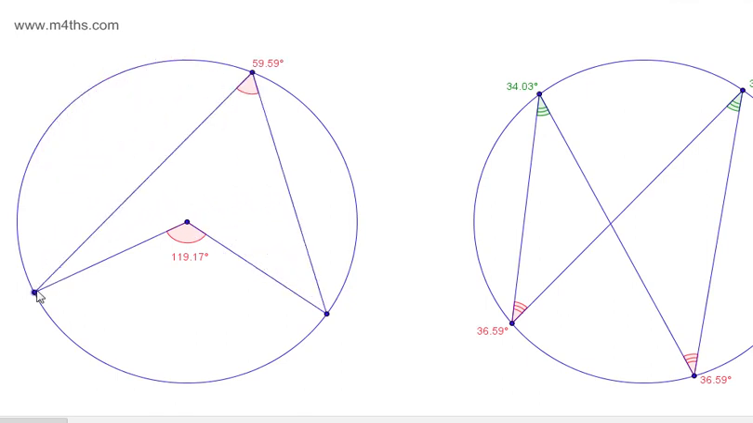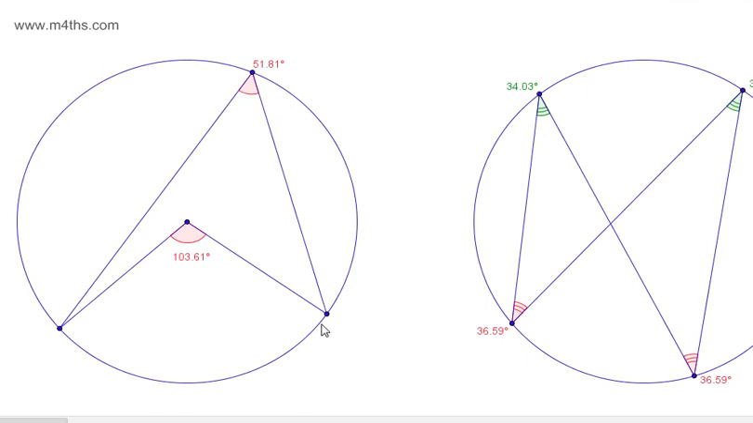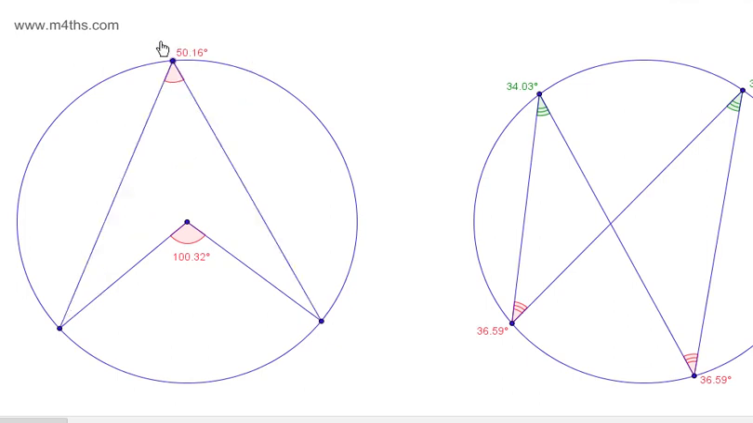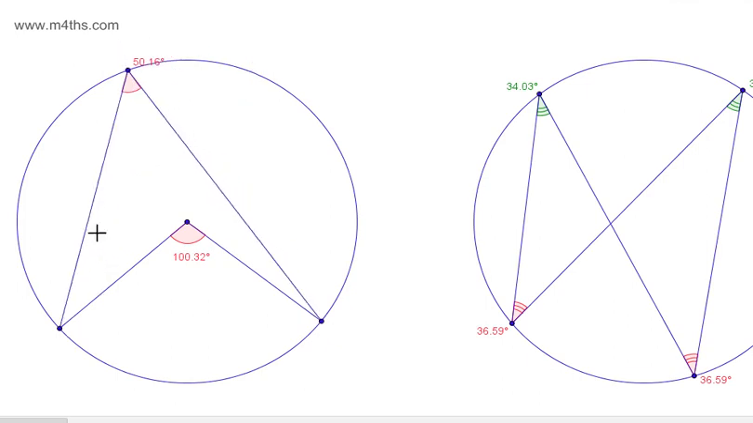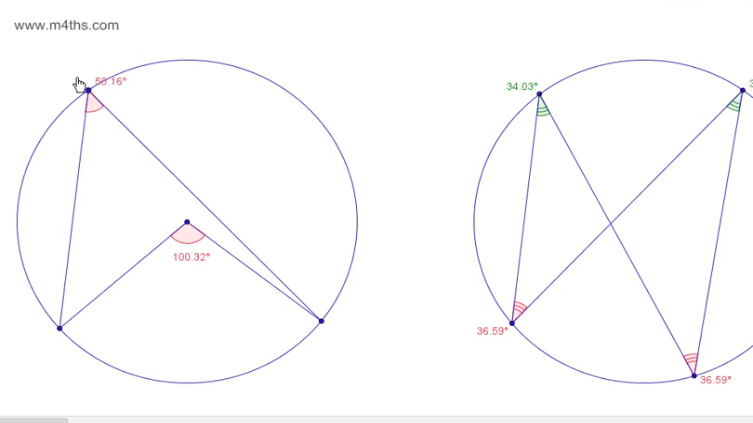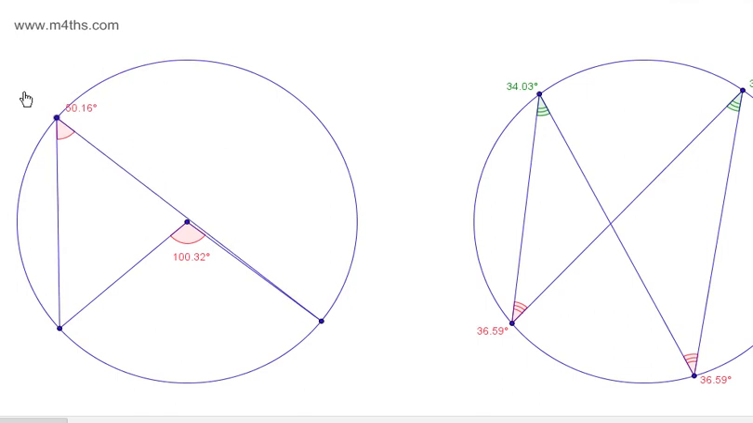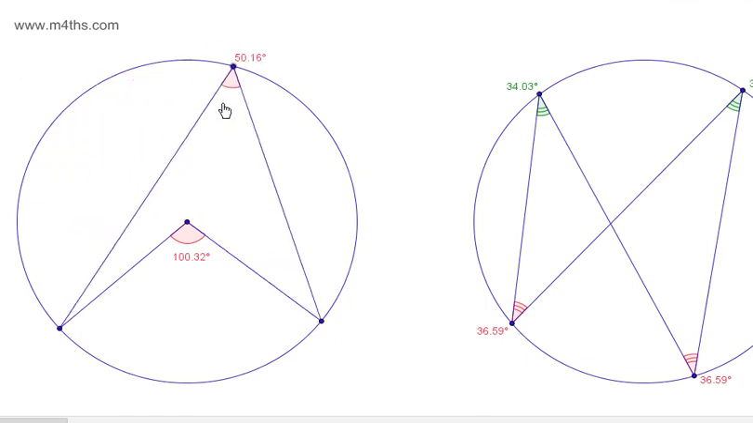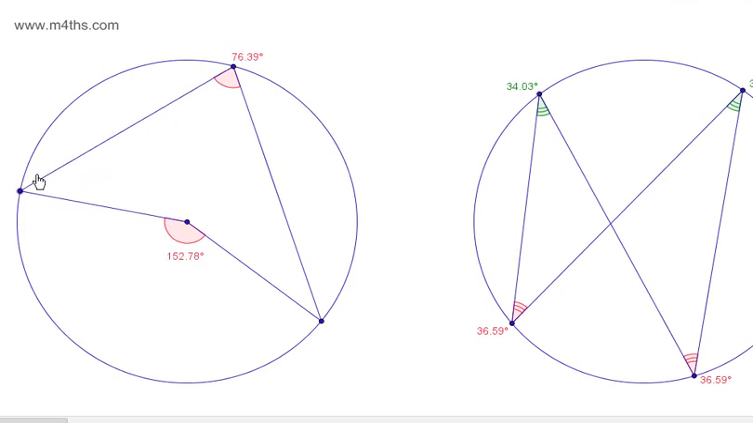So we could call this the arrow theorem. If I move it round and take it to approximately 100 degrees, we can see that the one at the top is approximately 50 degrees, and that will always hold true. Be careful with some of these. Often you might get a question like this, and we would be asked to find this missing angle. So just be careful and expect this to be loads of different ways round.